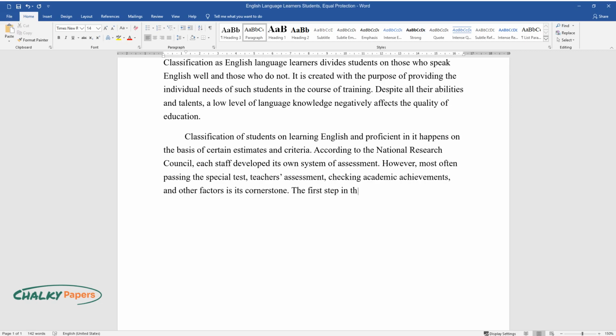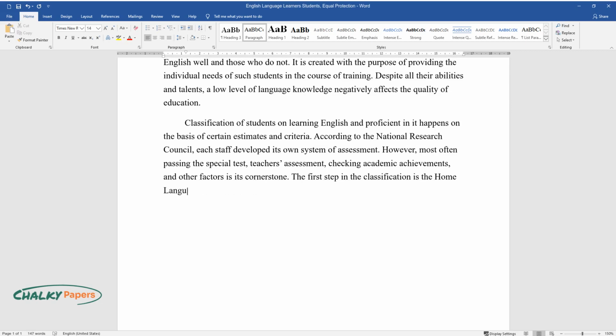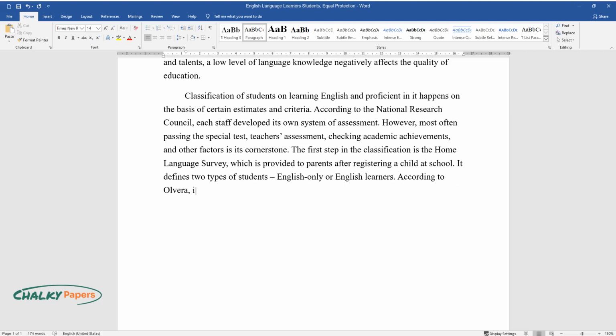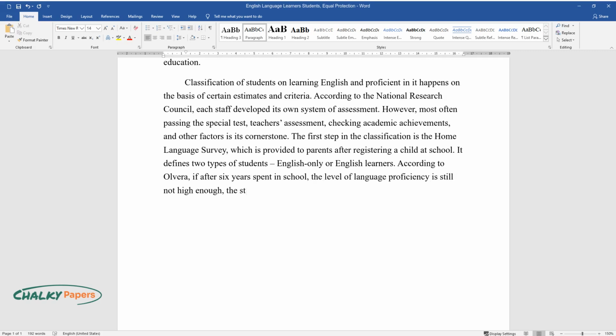The first step in the classification is the home language survey, which is provided to parents after registering a child at school. It defines two types of students, English only or English learners. According to Olvera, if after 6 years spent in school, the level of language proficiency is still not high enough, the student becomes a long-term English learner.